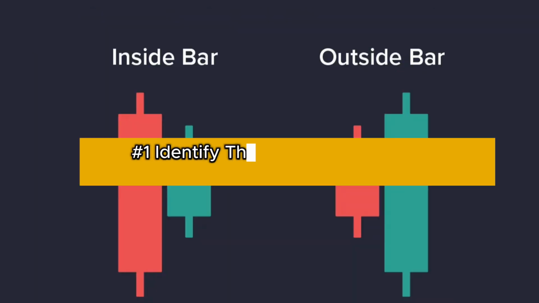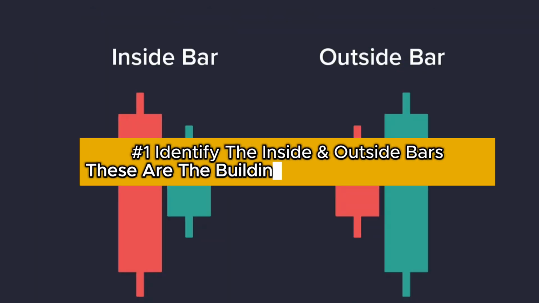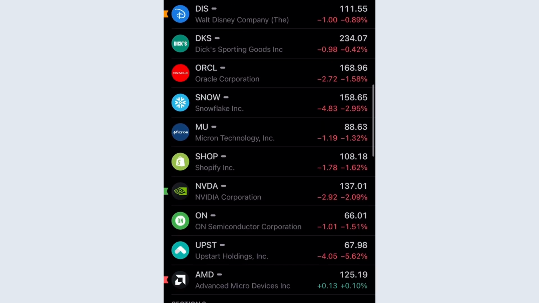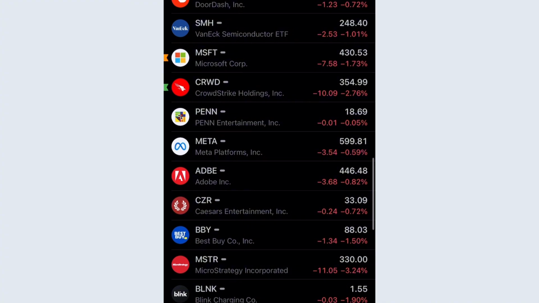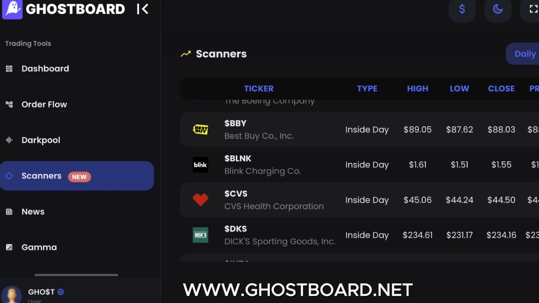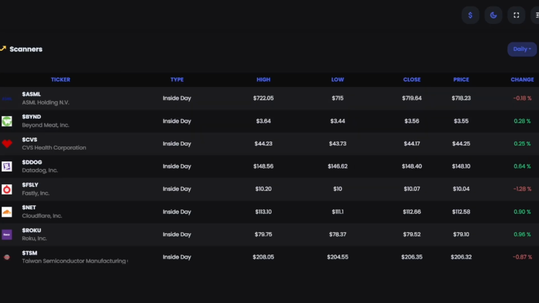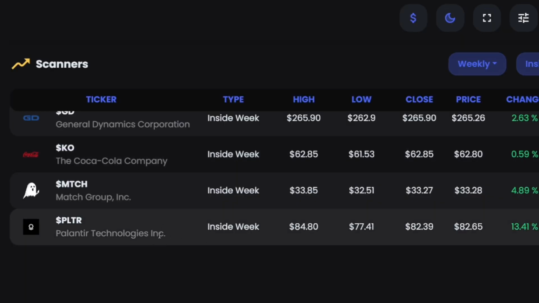Number one, identify the inside and outside bars. These are the building blocks of the strategy. In order to identify the inside and outside bars, you can go through all different tickers and look for the pattern on the chart, or you can use the Ghostboard Scanner on ghostboard.net that we're using every single day to identify consolidating setups. For the purpose of the video, we're going to pick one right off the scanner here. I'll switch over from the daily to the weekly scanner, and you can see PLTR, or Palantir Technologies, is here on the list for an inside bar.